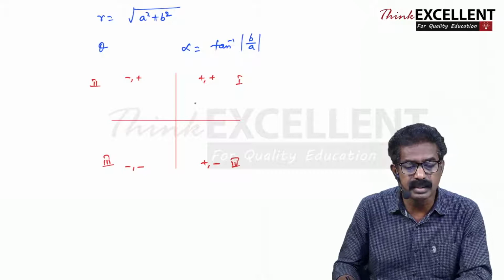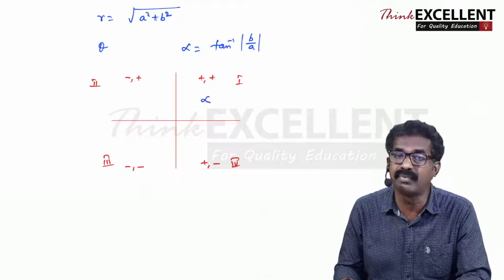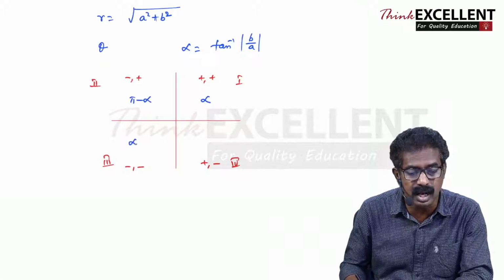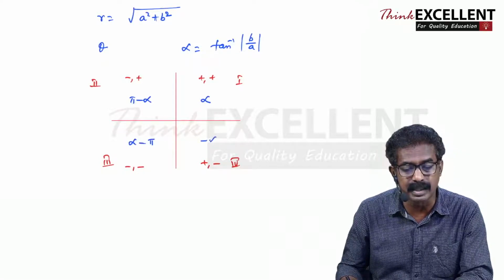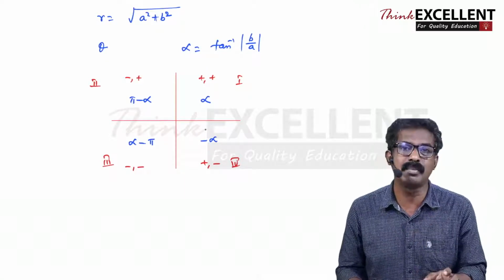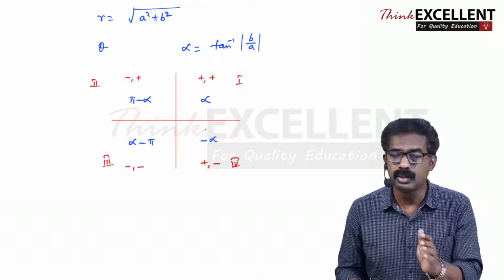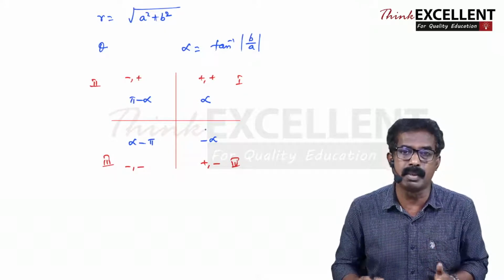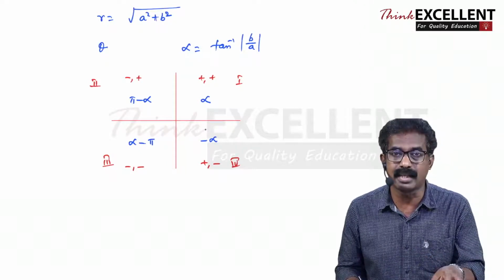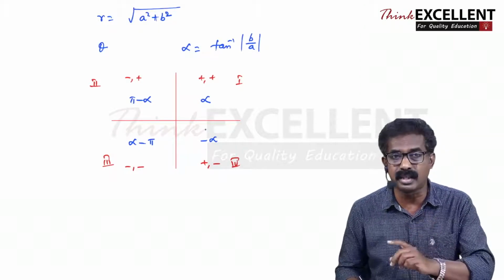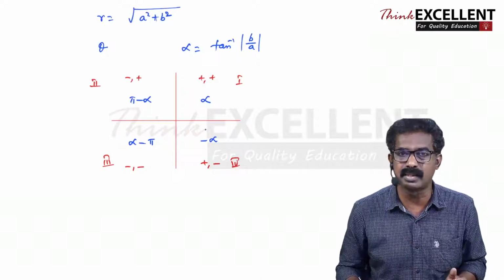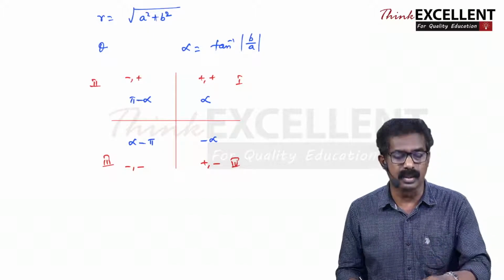If the complex number lies in the first quadrant, theta is equal to alpha. If it is in the second quadrant, it is pi minus alpha. Third quadrant, alpha minus pi. Fourth quadrant, minus alpha. This is how you find theta using alpha. So to find the argument, first find alpha using tan inverse modulus b by a. Then see which quadrant the complex number is in, and based on that select the formula for theta. First quadrant, theta equals alpha. Second quadrant, pi minus alpha. Third quadrant, alpha minus pi. Fourth quadrant, minus alpha.